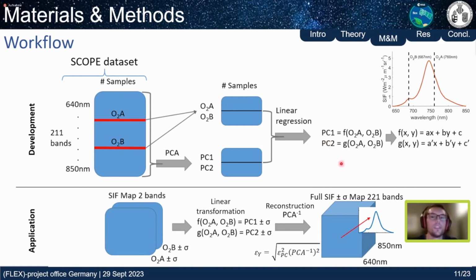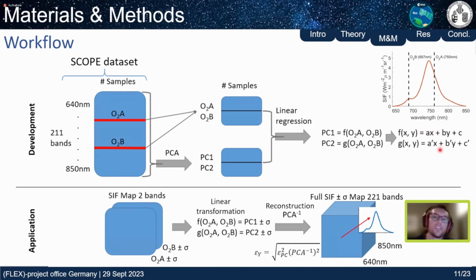So basically, we will apply a linear regression to all these points from this dataset to obtain the linear regression between the principal components as the dependent variables and A and B as the independent variables. So finally, we will have this linear transformation that gives the values of the principal components with these values that we will obtain with the linear regression.